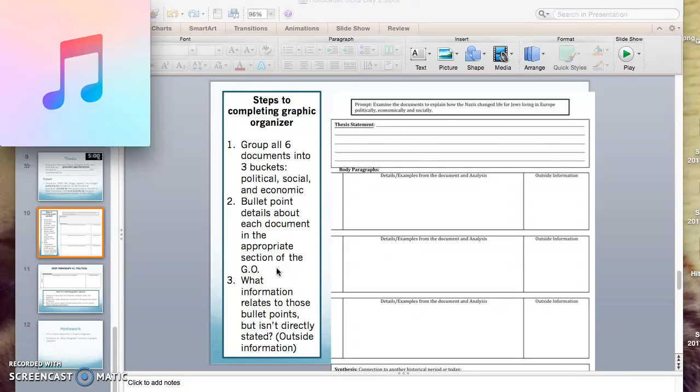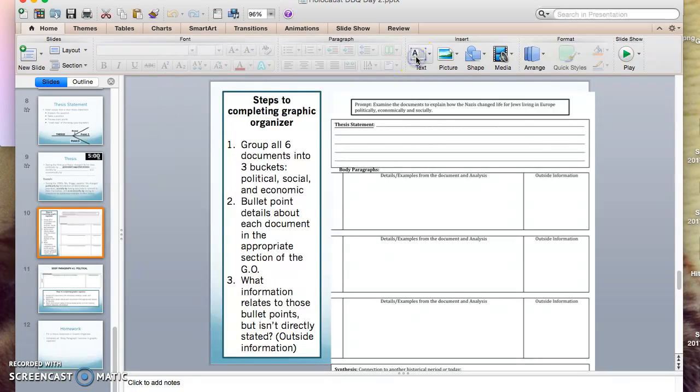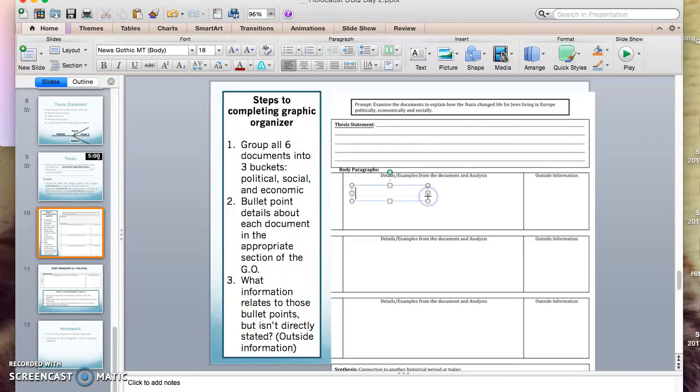politically, and economically. For example, if I was to say that document 1 showed a social change because it showed that Jews were being targeted specifically by the Nazis, I would put document 1 information in the first body paragraph section, and I would label that body paragraph section social change.